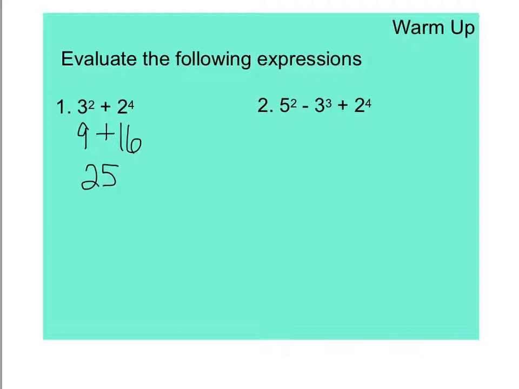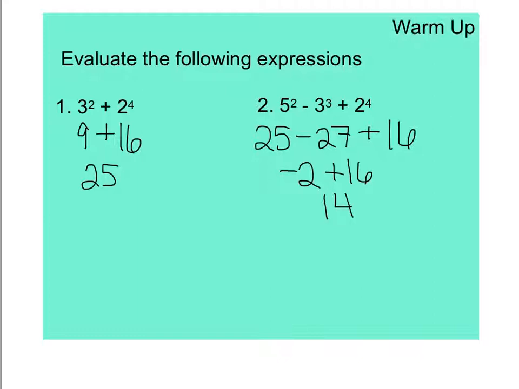Number 2, again, order of operations, there are no parentheses here, so we're going to start with the exponents. 5 squared is 25, 3 cubed is 27, 2 to the 4th we already had on number 1, that's 16. 25 minus 27 is negative 2. Add 16 to that, and I get an answer of 14. So hopefully you evaluated these two correctly.